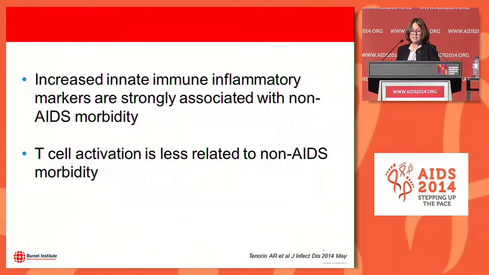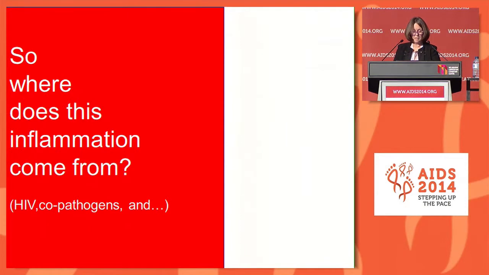Thus, increased innate immune inflammatory markers seem to be strongly associated with the development of non-AIDS morbidities, whereas our current evidence would suggest T cell activation may be less related to these conditions. Where does inflammation come from?